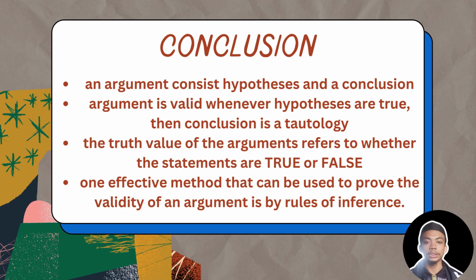For the conclusion, an argument consists of hypotheses and a conclusion. An argument is valid whenever, if the hypotheses are true, then the conclusion is a tautology. The truth value of the argument refers to whether the statements are true or false. And the last one is that one effective method that can be used to prove the validity of an argument is by the rules of inference.